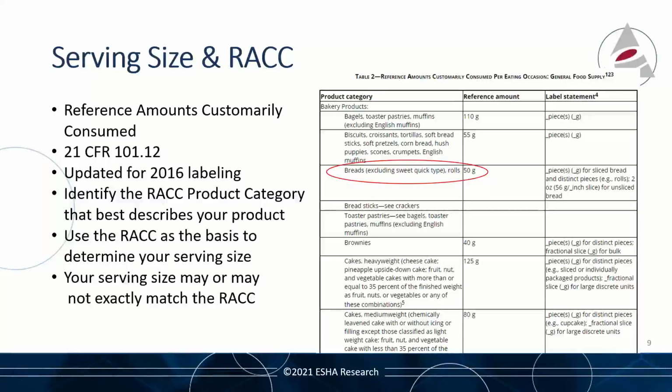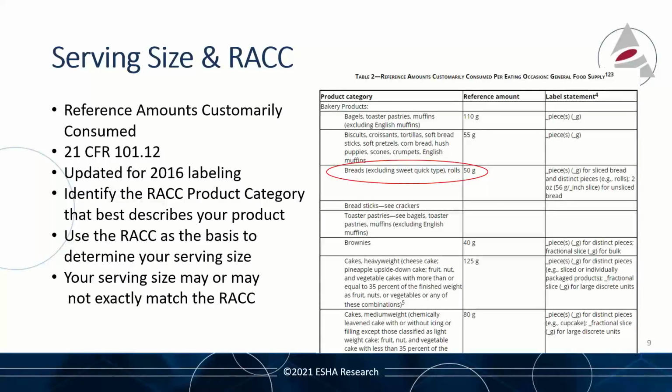So for example, with the bread here, loaf sizes and thickness of slices can vary from one type of bread to the next. For some breads, we might see one type of bread where one slice is 43 grams and another bread type where two slices is 56 grams. Both of those gram weights are close to the RAC of 50 grams. And then on the label, you would see the number of slices or pieces accompanied by the corresponding gram weight.